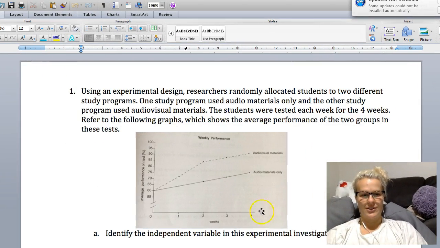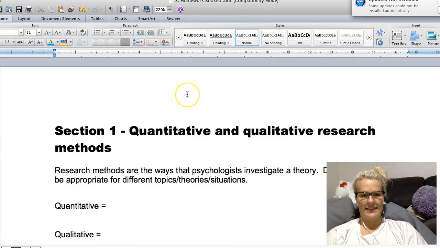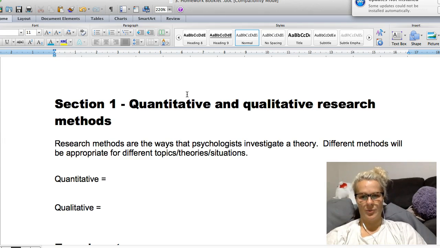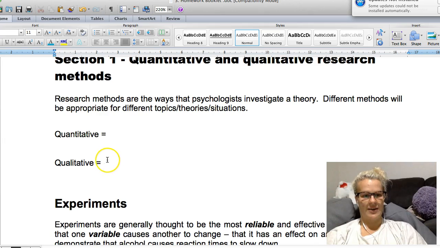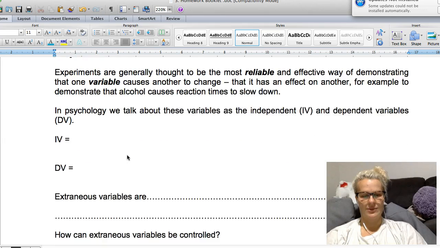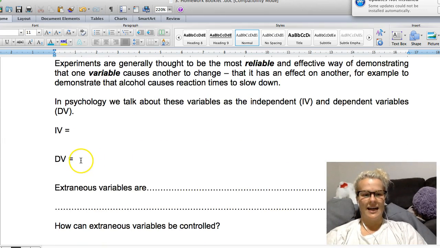So in order to help you with this, I have got the homework booklet there for you. In this booklet, you have got the definitions. So you should know what quantitative and qualitative is. We've done that in a lesson before.